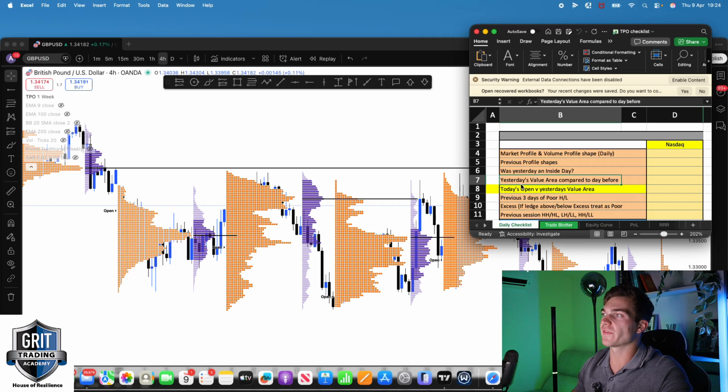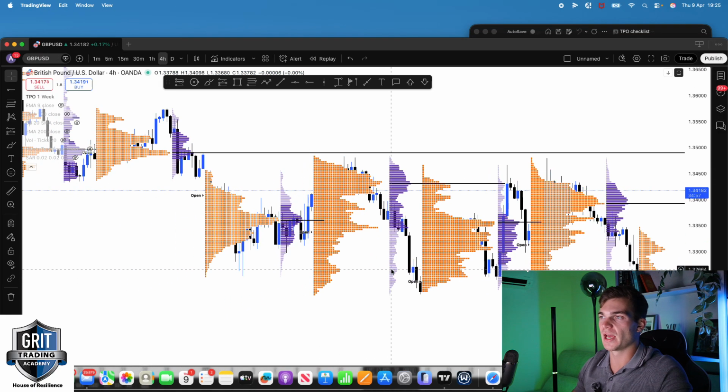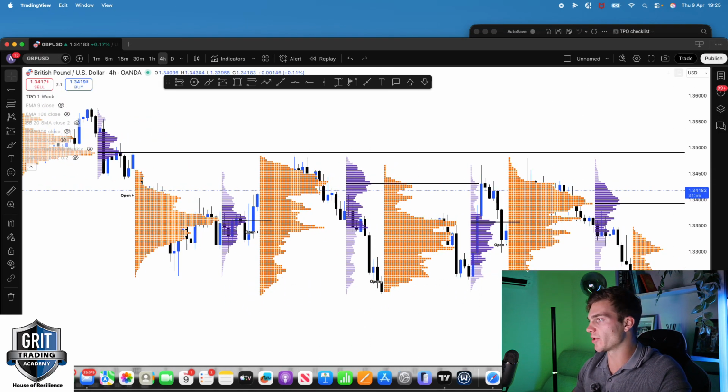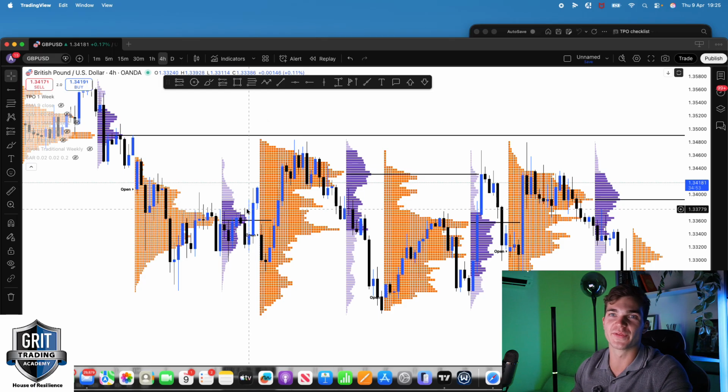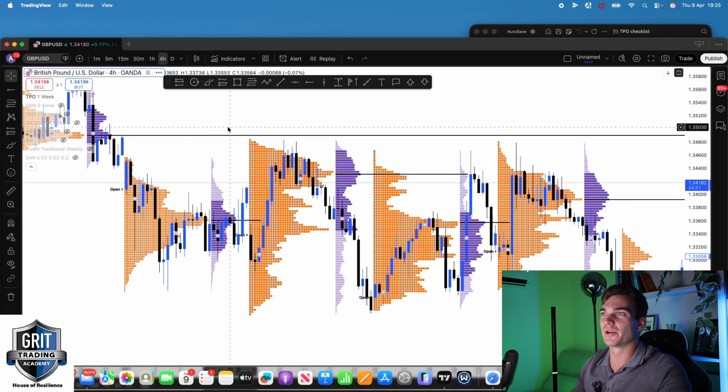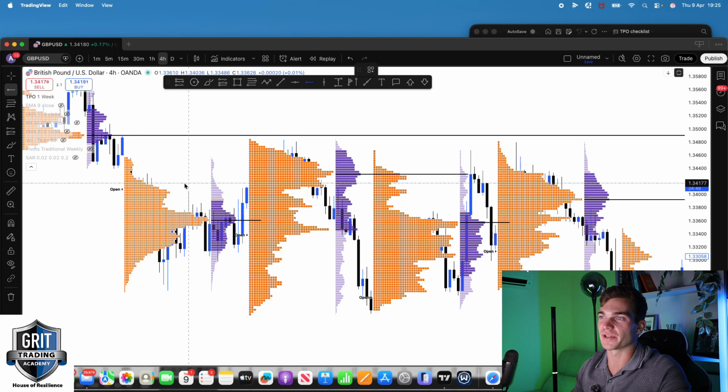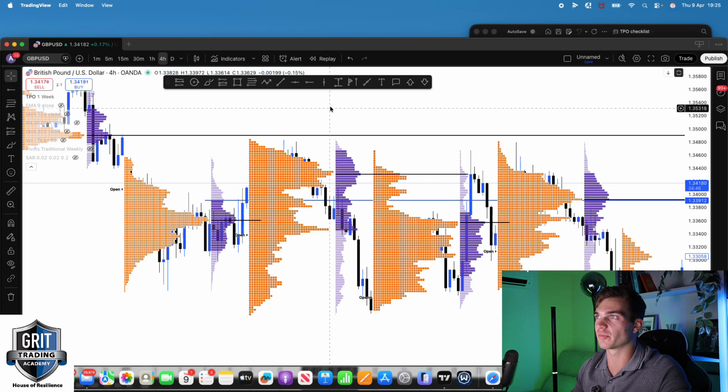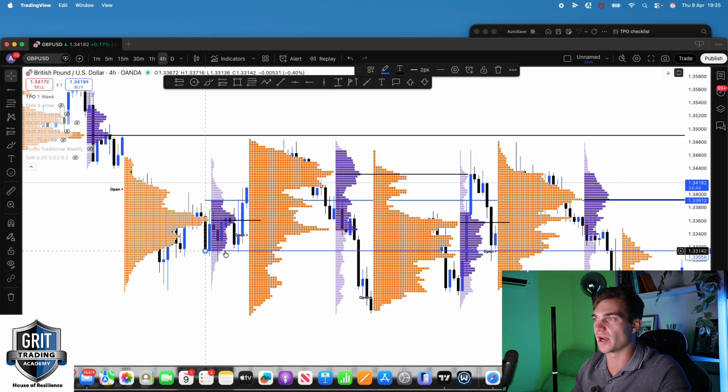The next box we have is yesterday's value area compared to the day before. So this is a nice, really easy one, and it's very objective. You can't really get this wrong. You'd have to do very well to get this wrong. So we're looking at the shift in the value area. So if we're looking at this one as our previous, we can mark this up and we can see that the next one, most of the value area is trading above the previous day. So that would go down as +1.